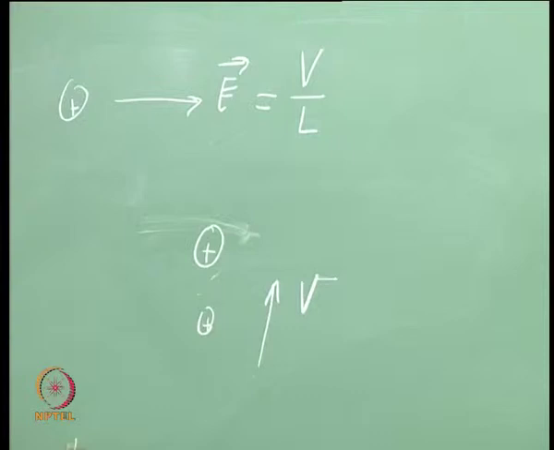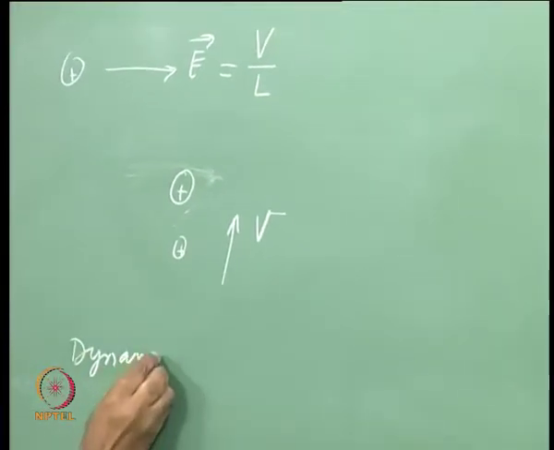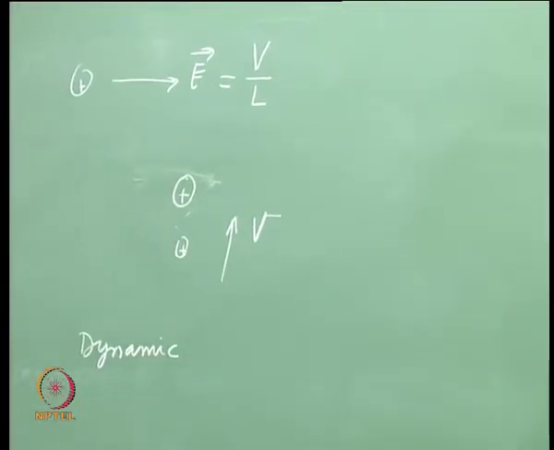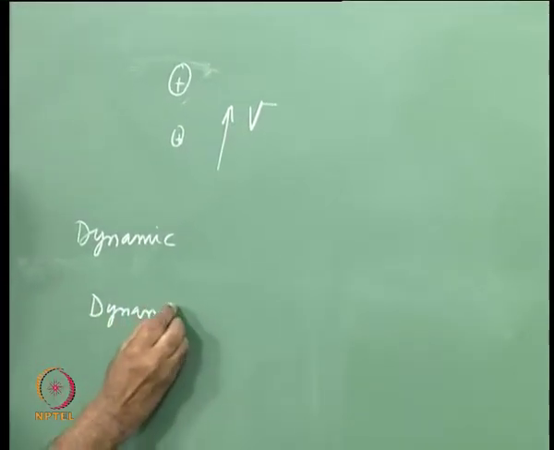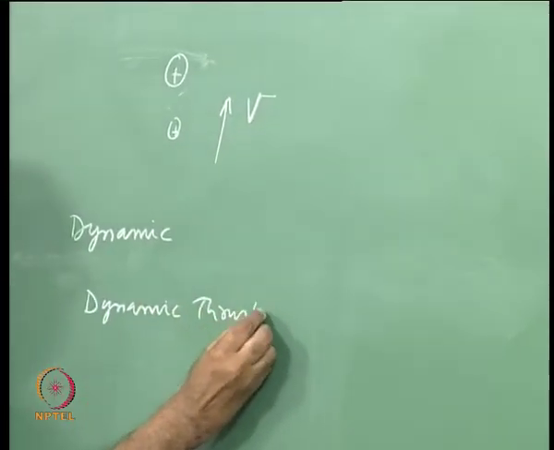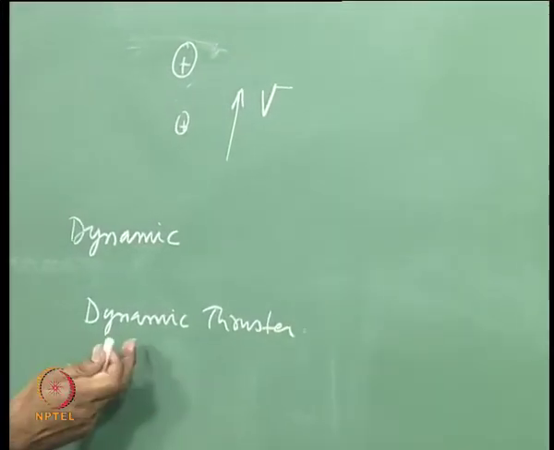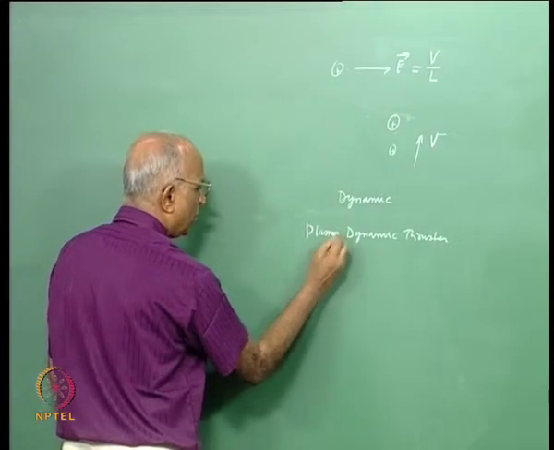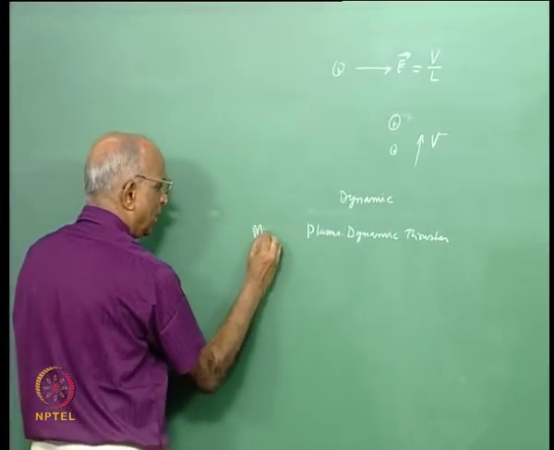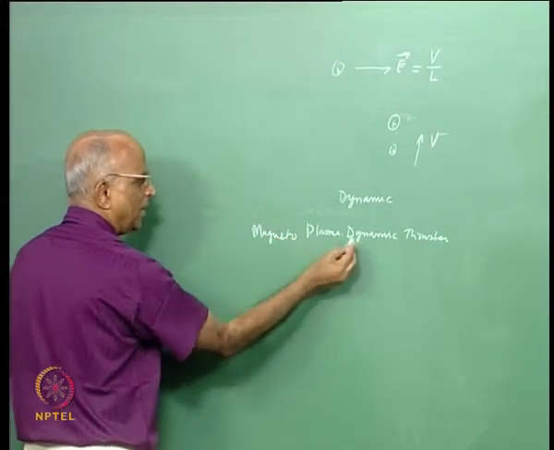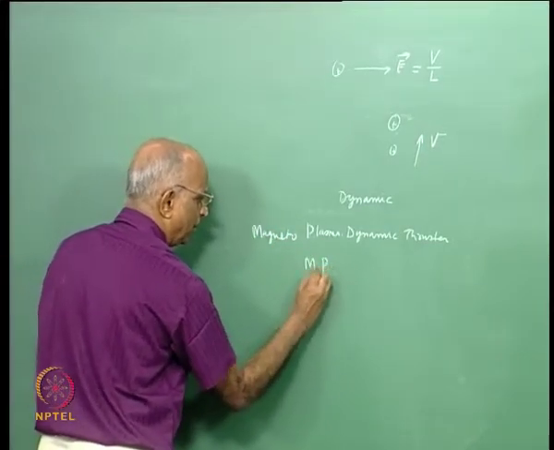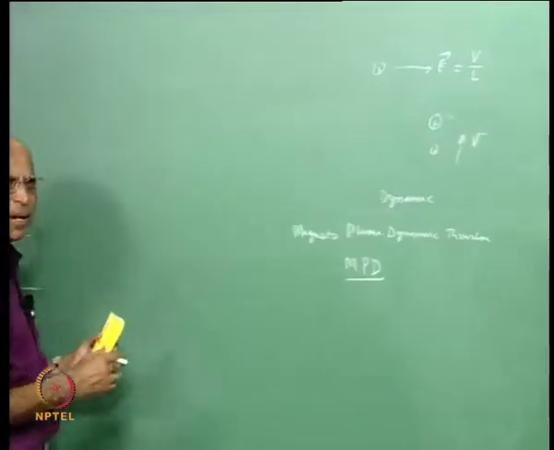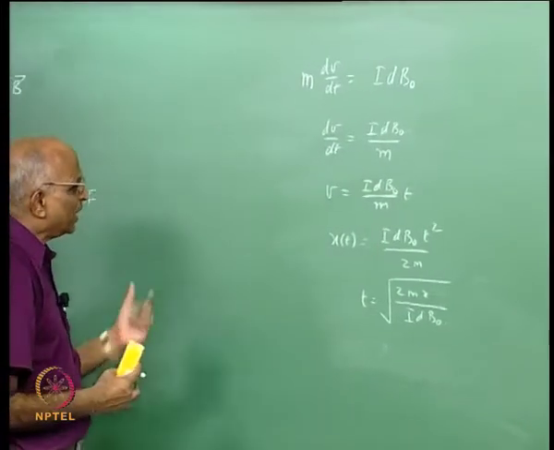In other words, I am talking of a dynamic situation, and therefore electromagnetic thrusters or magnetic thrusters or magnetic rockets are known as dynamic thrusters, because you need to have a velocity to begin with. If I have a plasma, it is known as a plasma dynamic thruster. But if the plasma is in a magnetic field, it is known as a magneto-plasma dynamic thruster or MPD. These are about the magnetic rockets, and let us take a sketch of it.